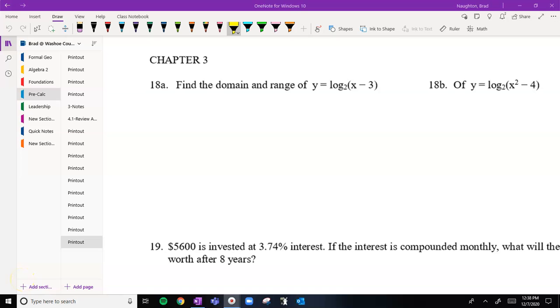Alrighty, welcome to chapter 3. Moving on through our course of our year here. So, ladies and gentlemen, boys and girls, we have a log graph here.